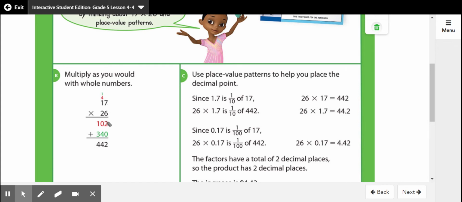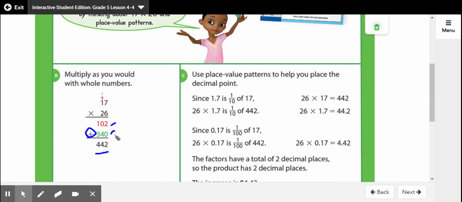6 times 7 is 42. You put the 2 down there and the 4 on top of the 1. 6 times 1 is 6. Plus 4 is 10. So then I have my 10 right here. That's my partial product. So then I put the 0 over here to hold my place value. And then I take 2 times 7 is 14. Put the 4 down here and then the 1 in the tens place. 2 times 1 is 2 plus 1 is 3. So there's my other partial product. And then I add them. And I get 442.